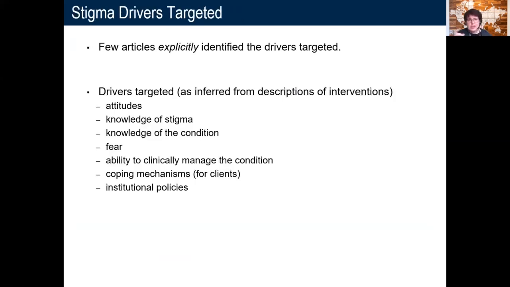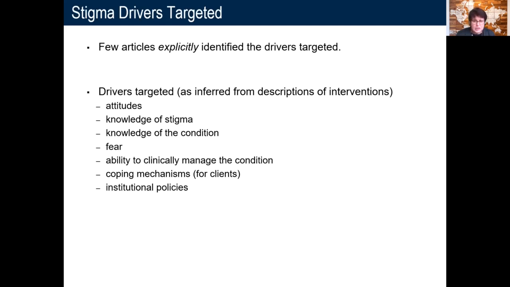So I'm going to take us back to the drivers. As we know, and as Anne had pointed out, this is sort of at the bottom of that framework, and this is where we need to start working if we're going to actually stop stigma from happening. What was interesting about this review was that very few articles explicitly identified the drivers that they were targeting. And so in cases where the stigma drivers were not explicitly described, we then had to infer from the descriptions of the interventions what they were targeting.